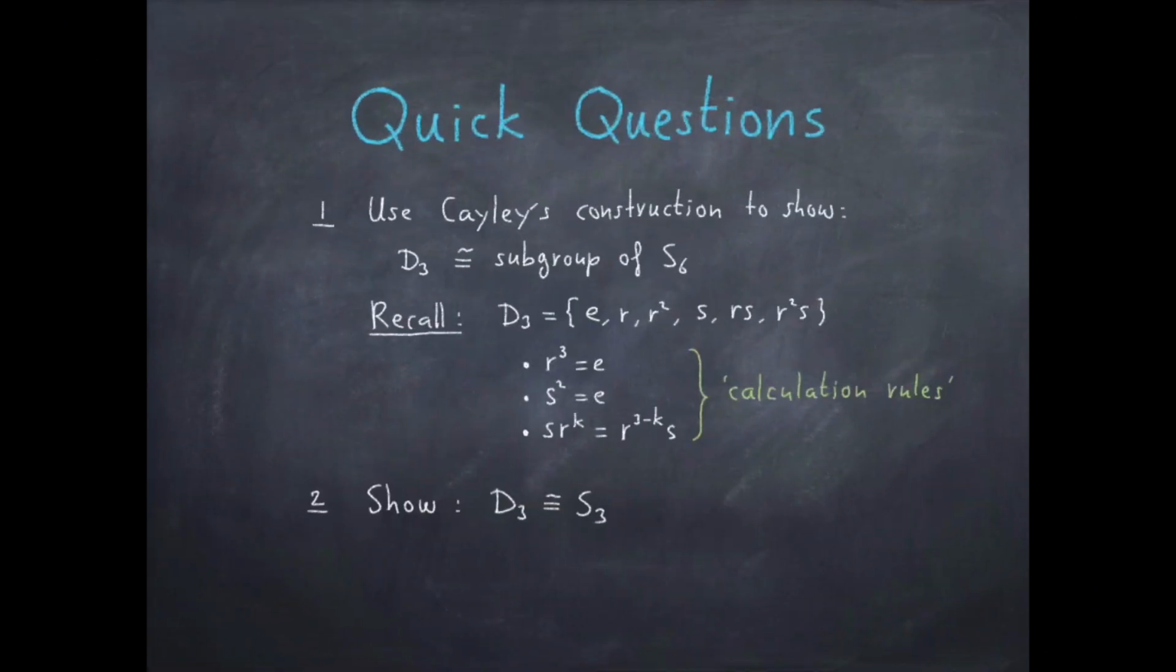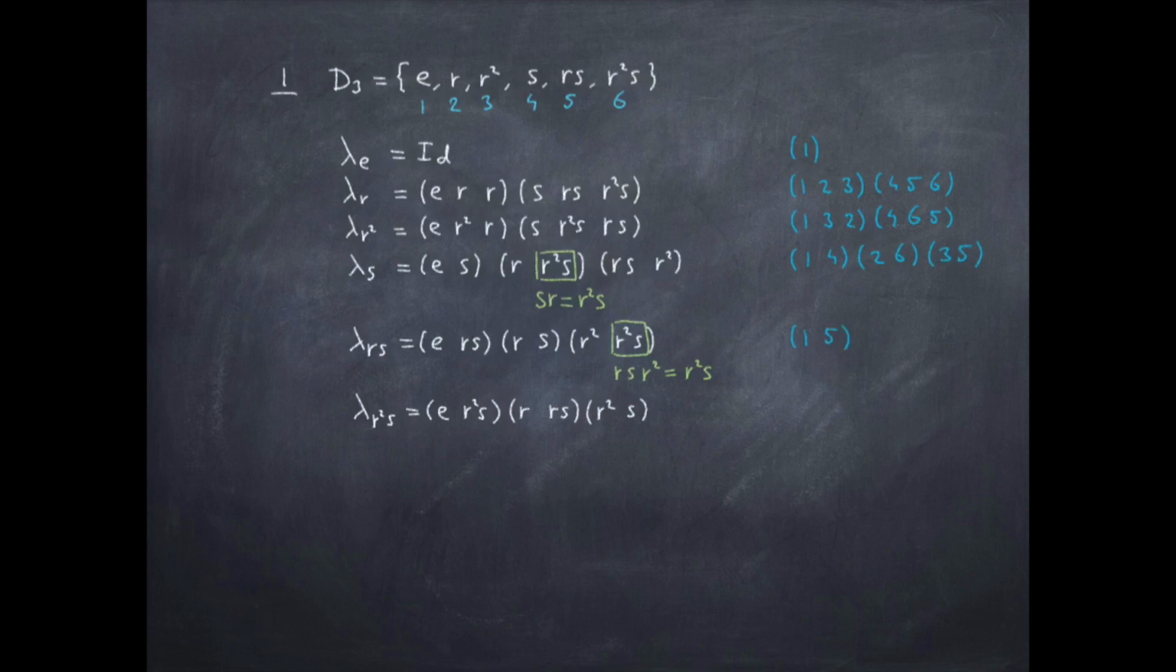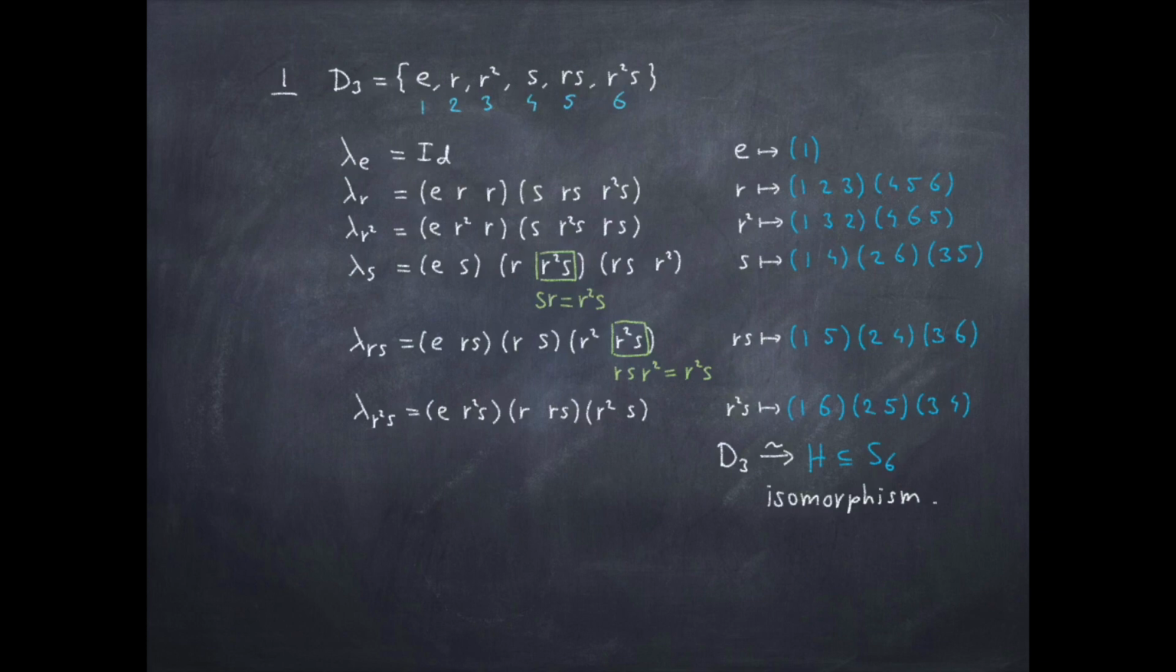To see if you fully understood Cayley's construction, try it yourself in the next exercise. Show that the dihedral group D3 is isomorphic to a subgroup of the symmetric group on 6 elements. Here you can see how Cayley's construction works for the dihedral group D3. We obtain a subgroup H of S6 that is isomorphic to D3.